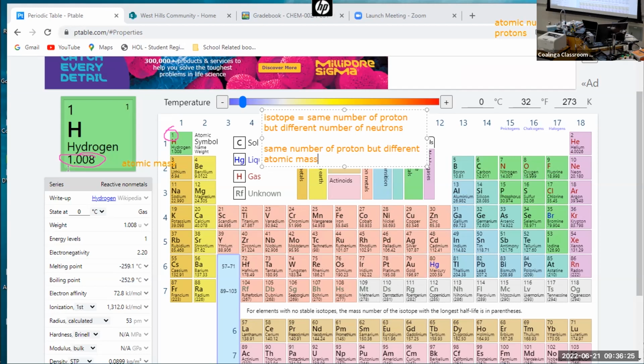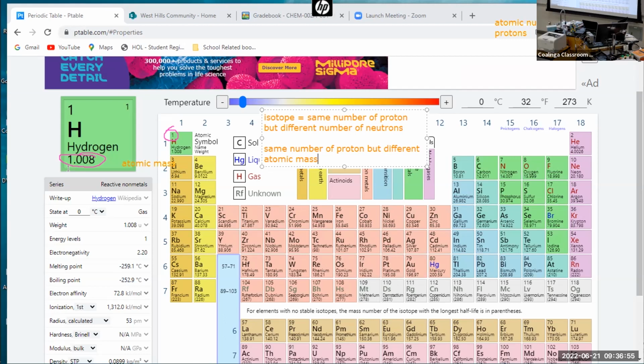So in this case, this isotope weighs how much? 2 minus 1, right? How much does it weigh? 2. It weighs 2, right? Because that's the mass of it. That's its atomic mass. So it weighs 2.